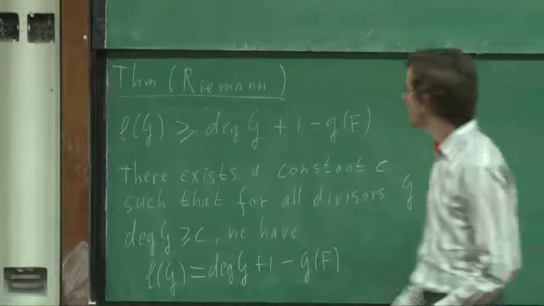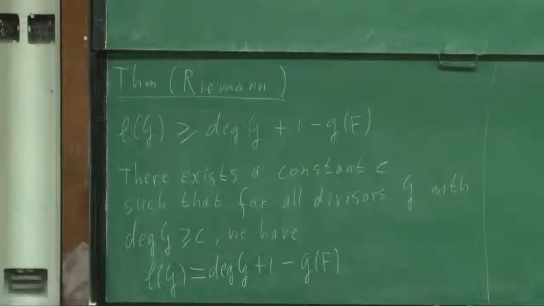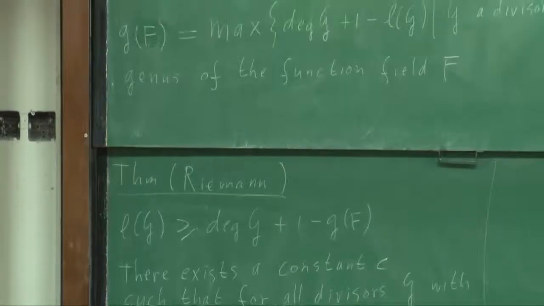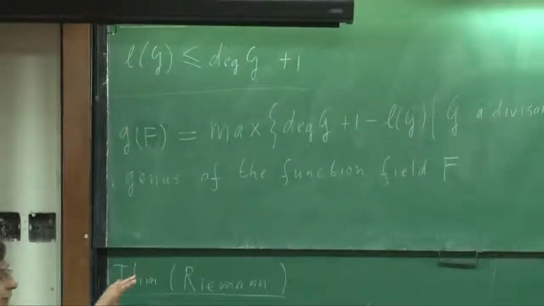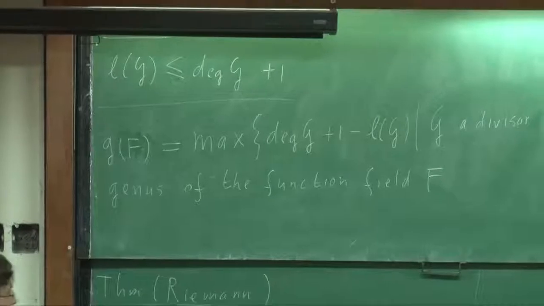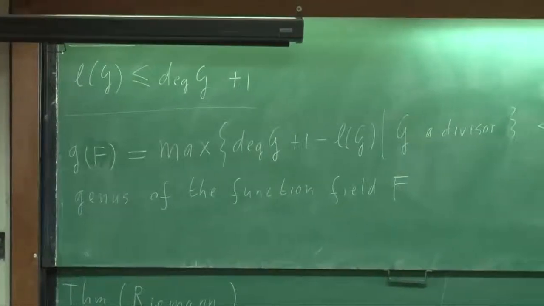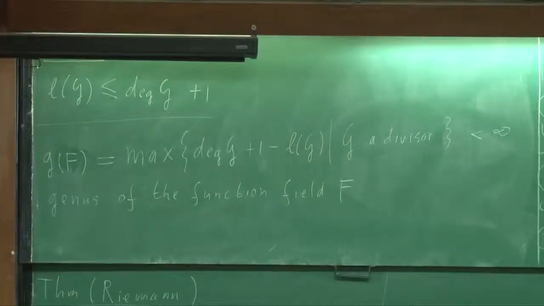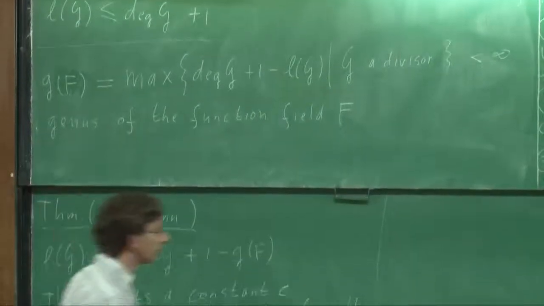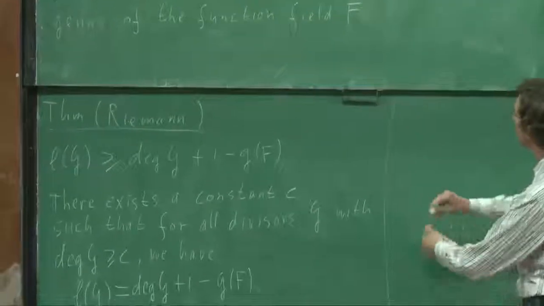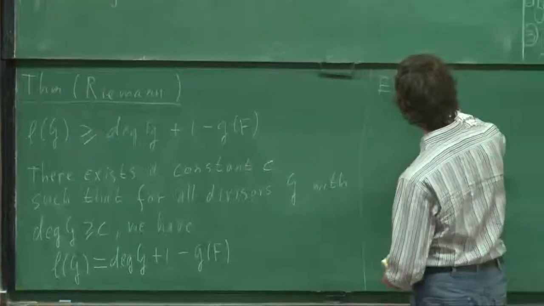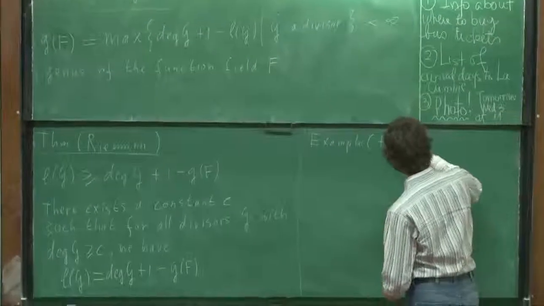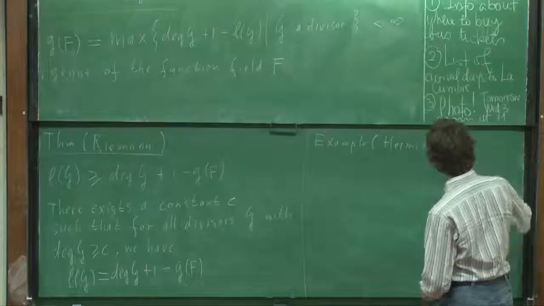Now, this is already good enough to say something about the genus in practical cases. This is a much weaker result than Riemann-Roch, but nonetheless I will show you that this leads to some estimates on the genus in general. So what I'm going to do is look at an example. And it's the so-called Hermitian function field.